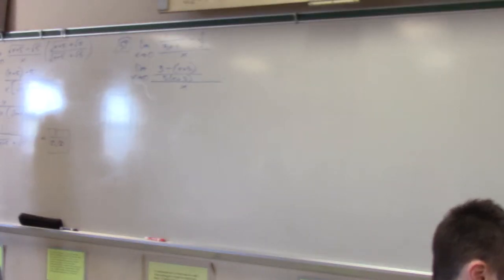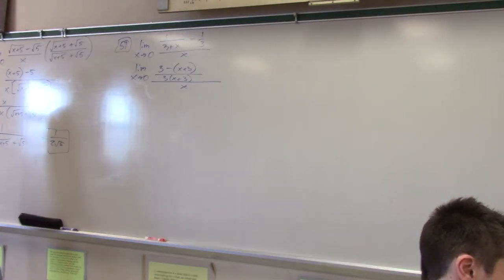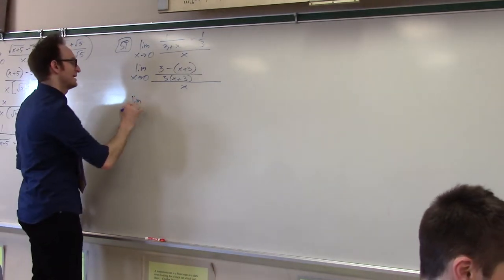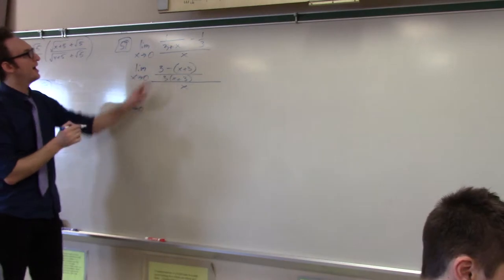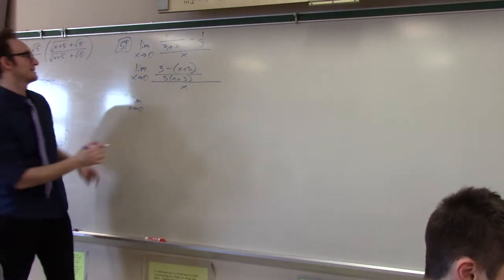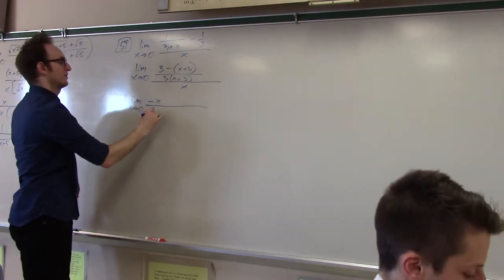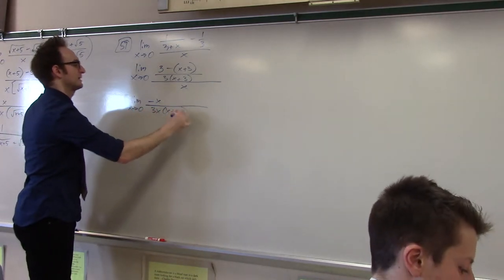Wait, is that right? Yeah, that's right. So this is the limit as x goes to 0 of, I guess that's just negative x, over 3x times x plus 3.